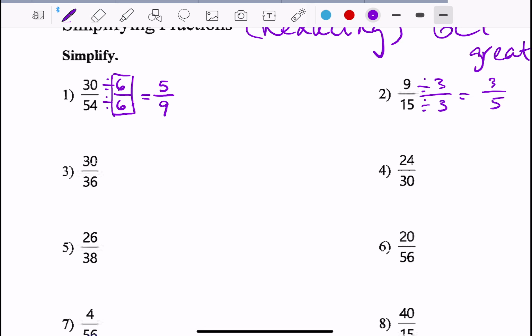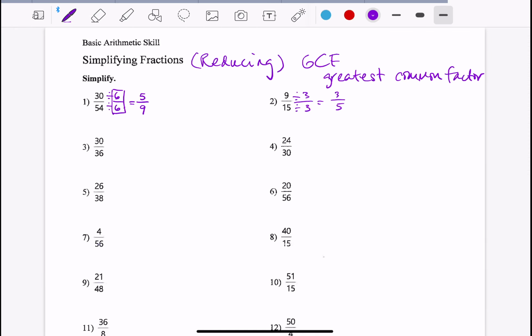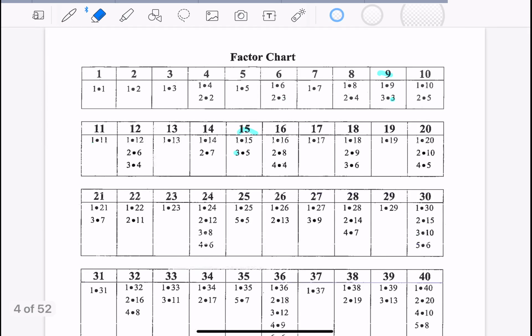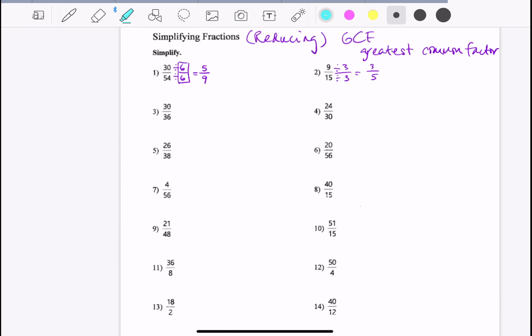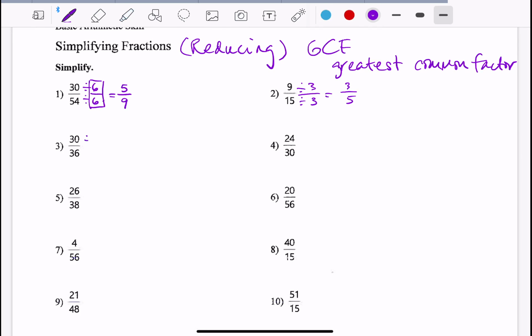So when I look at number 3, 30 over 36, I'm going to go back to my paper, I'm going to clear my page, and I have 30 here, 36 here. And when I look at these numbers, they both have 1, 2, 3, and then they both have 6, and I think 6 is it. I think 6 is the biggest, greatest common factor. So I'm going to go back to this original page, and you guys, for your work, are going to show that you're dividing the top and bottom by the same number, and you're going to get 5 over 6.